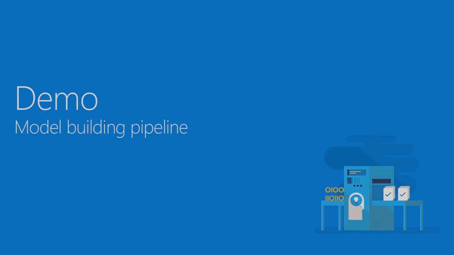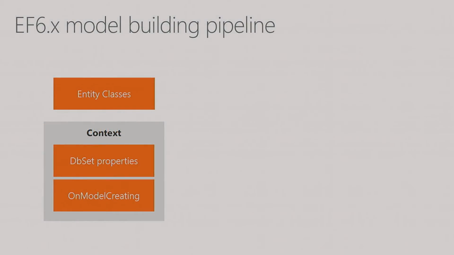Let's talk about the model building pipeline. This is the process where I have my entity classes, and then I might have attributes and Fluent API and things like that. I mush all that stuff together, and I come up with a model that tells me what my entity classes look like and how I get and set values and how I write those to the database, et cetera. Let's compare and contrast the two quickly.